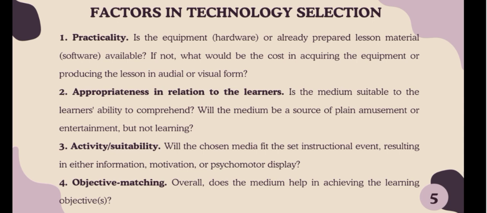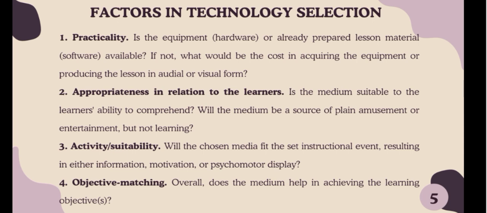So next is the factors in technology selection. We have practicality, appropriateness in relation to the learners, activity or suitability, and objective matching. When I say practicality, is the equipment or already prepared lesson material available? If not, what would be the cost in acquiring the equipment or producing the lesson in audio or visual form? So, practicality is about whether the tools you need are available and ready to use, and about making sure you can actually use the tools you plan without too many problems or extra cost.